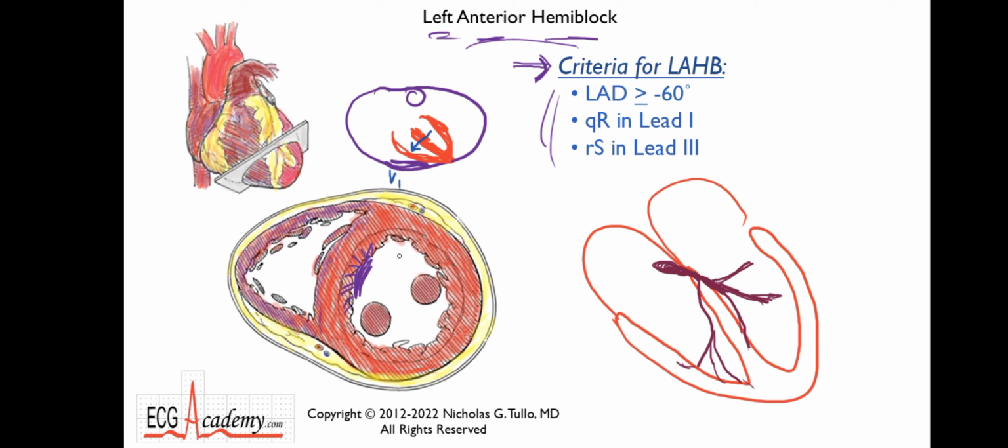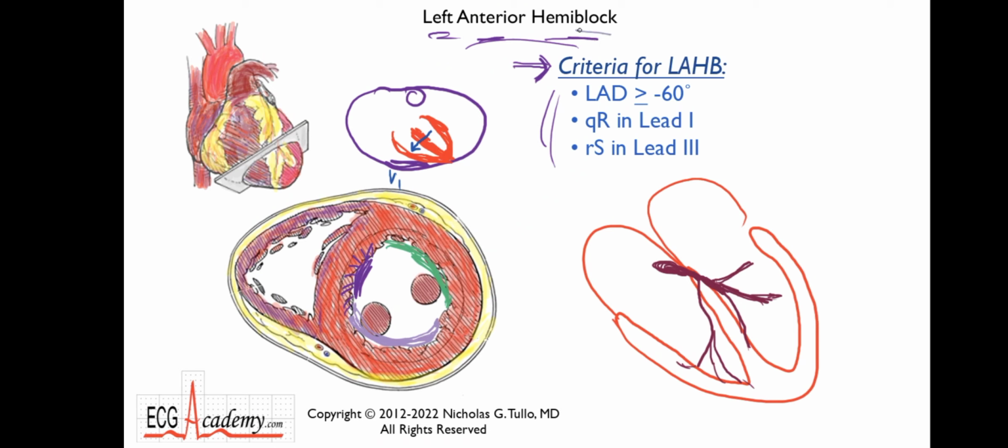Okay, where the anterior hemifascicle runs across the outflow tract of the left ventricle and terminates near the anterolateral papillary muscle. And so the anterior portion of the left ventricle is fed by branches of the left anterior hemifascicle. Finally, the posterior hemifascicle depolarizes the endocardium in this region here near the posteroseptal region. So what happens when you have anterior hemiblock?